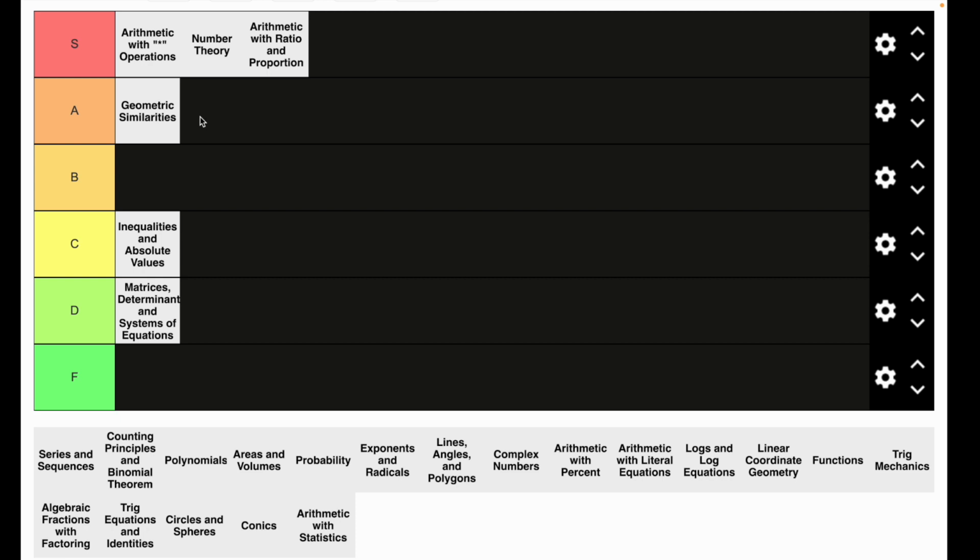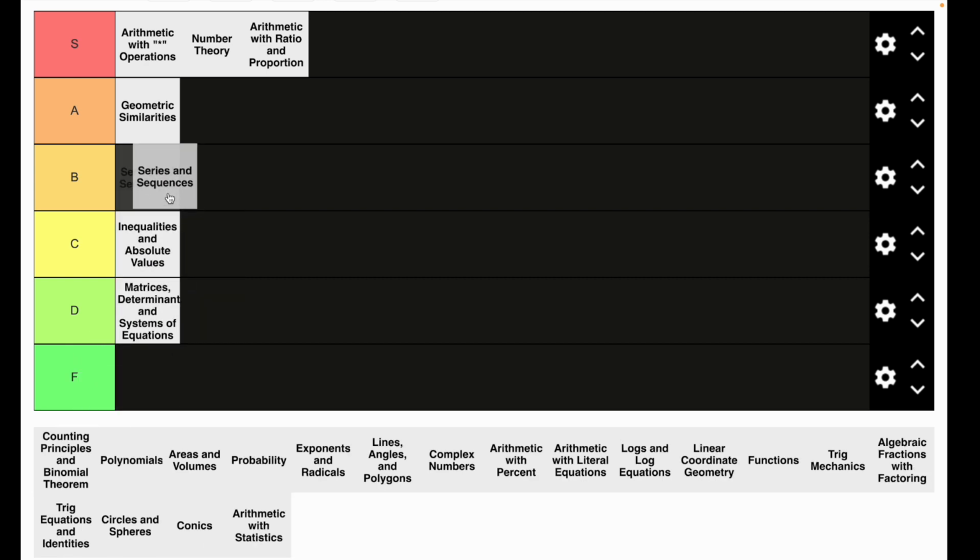And you'll kind of see me putting a lot of the arithmetic pretty high because the arithmetic categories, like I said, they just use arithmetic to solve them. And so arithmetic with ratio and proportion, it's a lot of basic stuff, and it doesn't take a lot of outside knowledge to know, and it's a lot of fun. All right, next we have series and sequences. This one is going to be my first one I put in B tier.